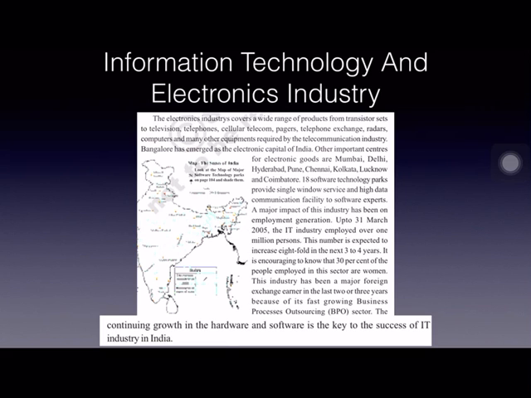Now, the information technology and electronics industry. The electronics industry covers a wide range of products from transistor sets to television sets. Without information technology and electronics, there is no life today on the earth's surface. We need it. At each and every step, we need these electronic goods. So the electronics industries cover a wide range of products: transistors, radios, televisions, telephones, cellular telecom, telephone exchanges, computers, mainly computers. All these equipments come under electronics.